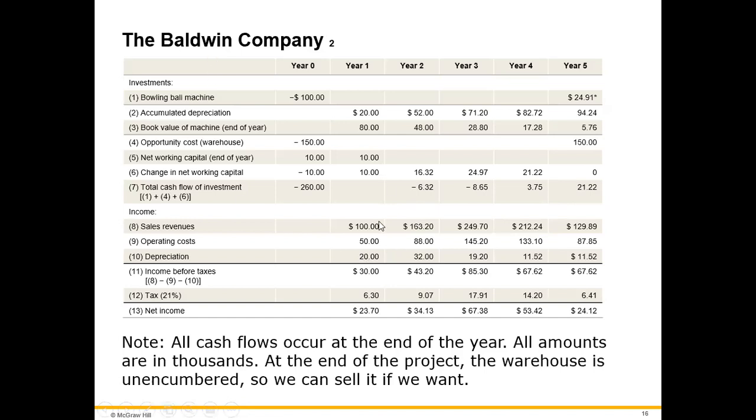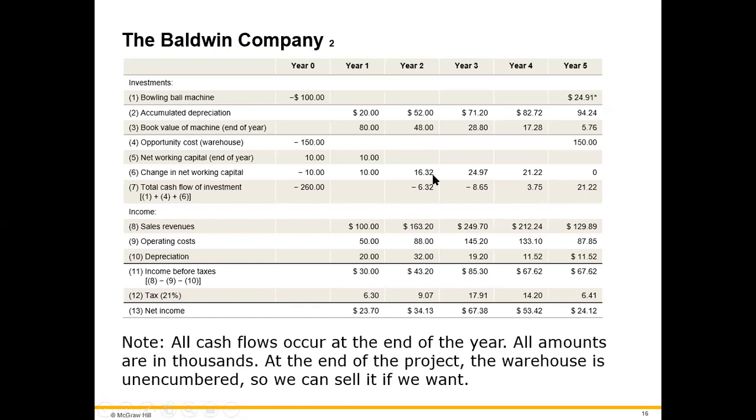We already showed you how to get the depreciation. So the selling price, the total sales, minus the operating cost, minus the depreciation gives us income before taxes. Multiply that number by 21% to get the income tax that will be paid on that income. Subtract that income tax from income before taxes to get net income. Remember, that's accounting income. We'll get to cash flow. We just want to do this calculation first.